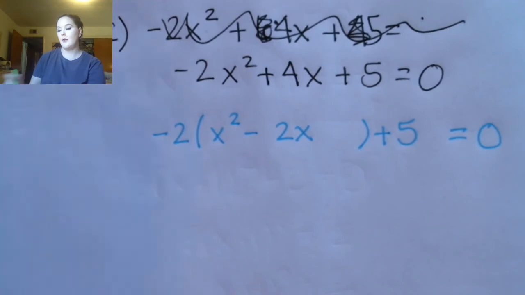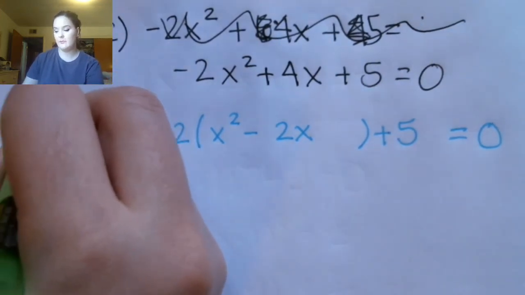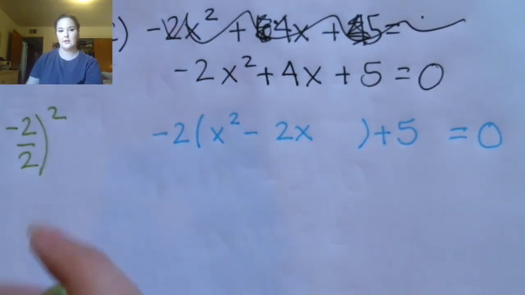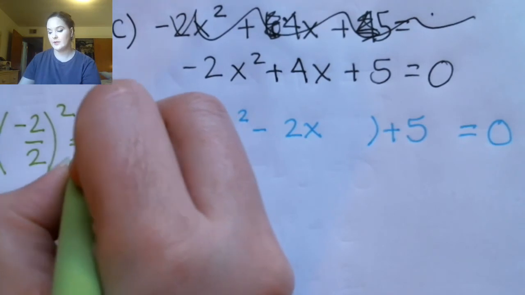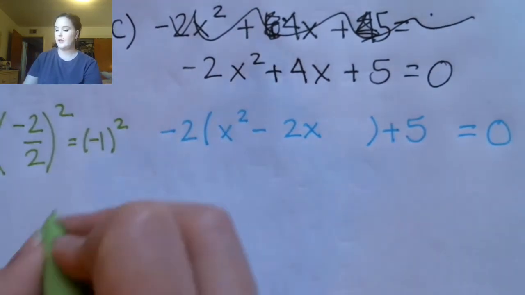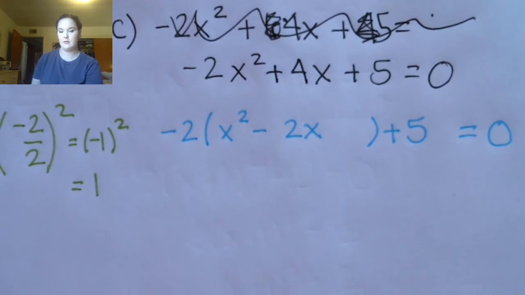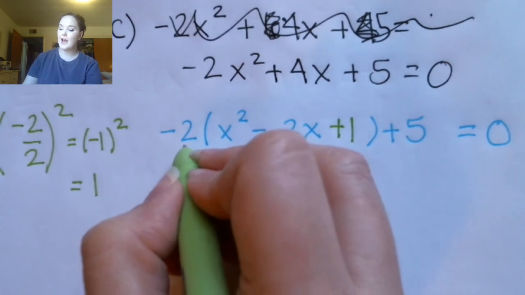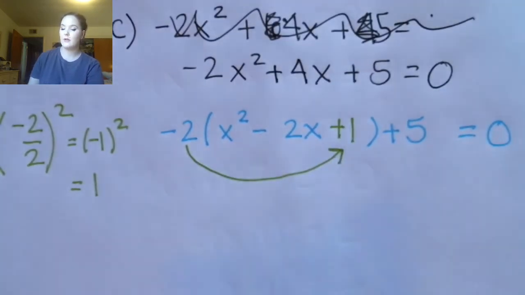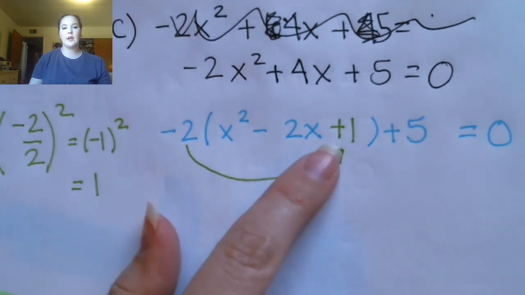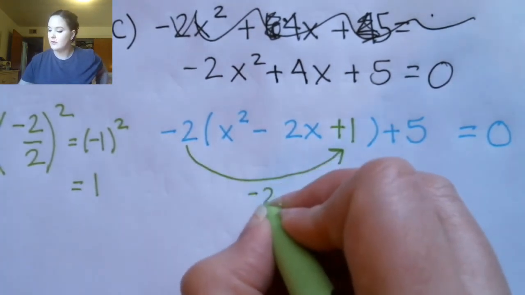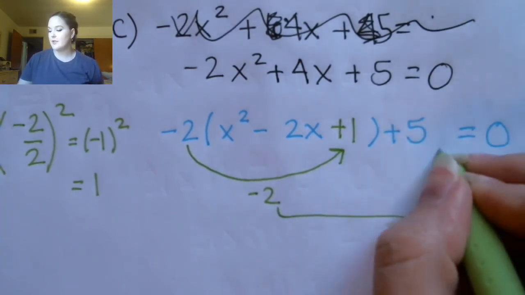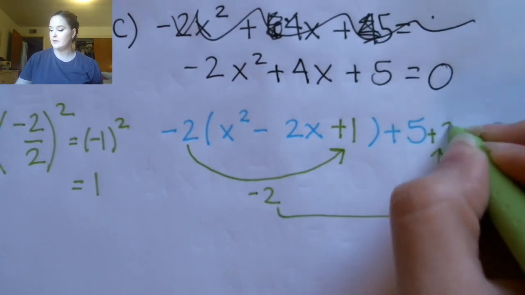Okay, so now I'm going to take this number, my coefficient for x, I'm going to divide it by 2, and I'm going to square it. Okay, so I'll have -1 squared, okay, which is 1. Okay, so I'm going to add 1. Okay, and I'm going to imagine here, I have -2 times 1, that's -2. Okay, so I'm going to put the opposite number here, and I'm going to do plus 2.